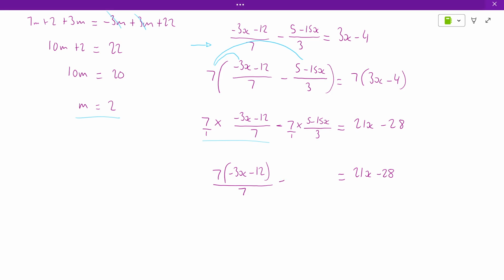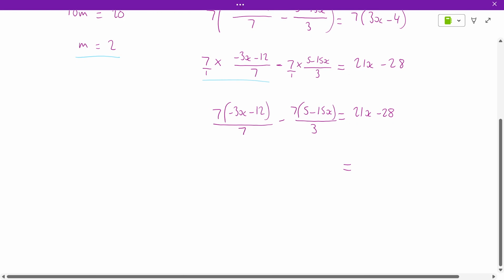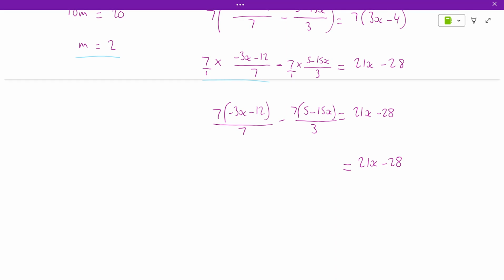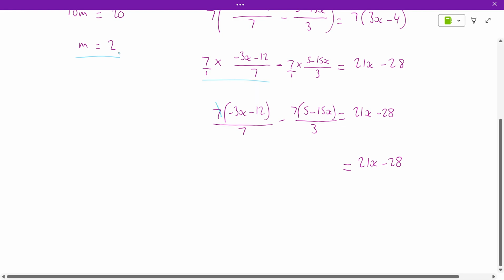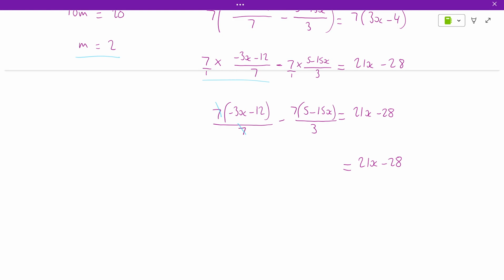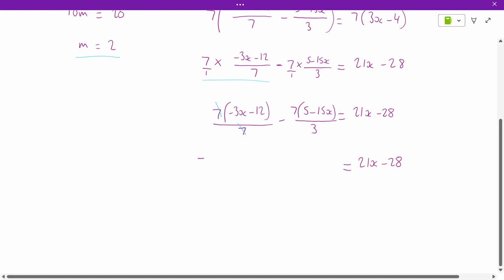Next, I'm just literally going to keep this. Actually, let's add in some brackets here. So I'm still going to have 7 outside of 5 minus 15x, all divided by 3. Okay, next line. Right hand side stays as it is, 21x minus 28. Now we can start to cancel some things. So this is what we were wanting to do in the first place. I've got a 7 divided by 7, so those two are going to cancel. So I'm just going to be left with negative 3x minus 12.